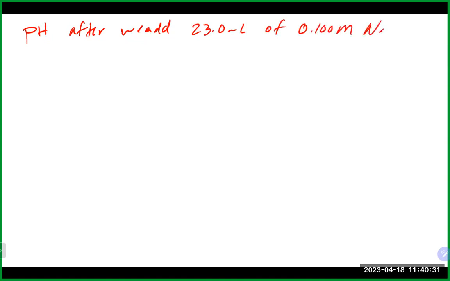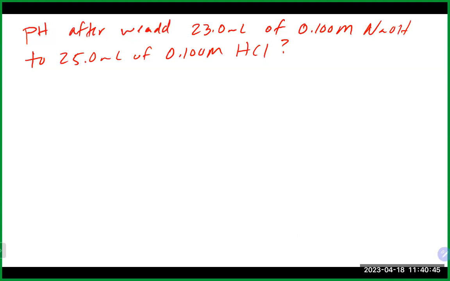So why don't we try one here? Let's say we did this titration here. We want to know what is the pH after we add, why not, 23 milliliters of 0.1 molar sodium hydroxide to 25 milliliters of 0.1 molar HCl. All right, so calculate the pH in this case. Again, it's the same titration we've just been talking about, so we're adding the sodium hydroxide to the acid.